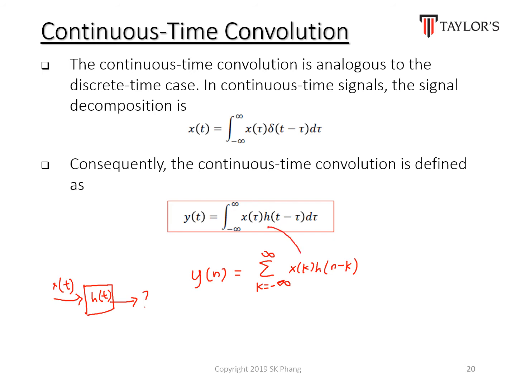So you just copy it back wherever it is, x(tau), h(t minus tau), and instead of doing a summation from k equals negative infinity to positive infinity, now you do an integration of the signal multiplied by the impulse response, which is the system, over d tau from negative infinity to positive infinity. So this is the formula that you can apply to solve convolutions between continuous signals and systems.